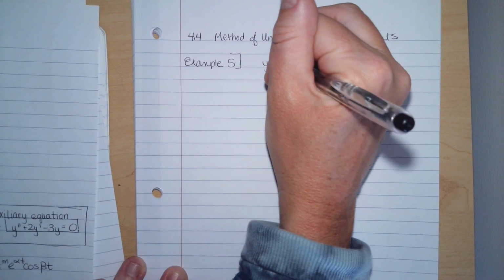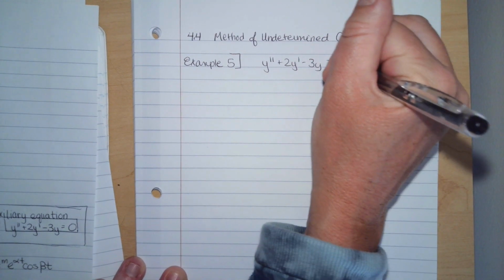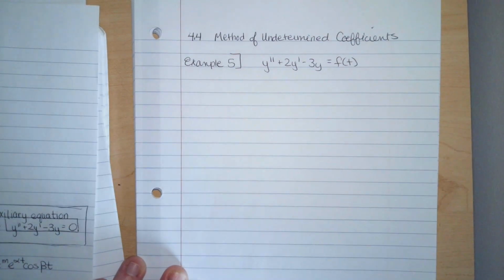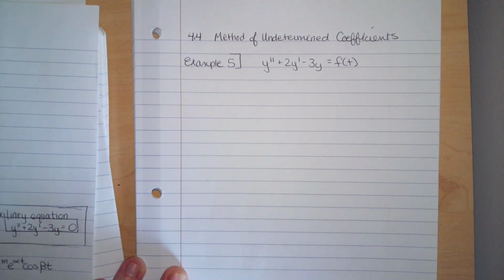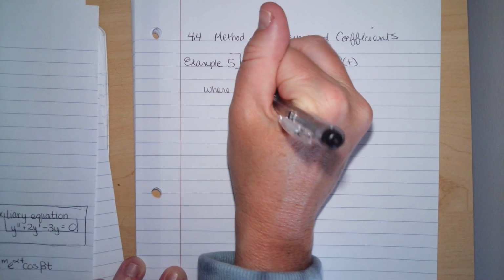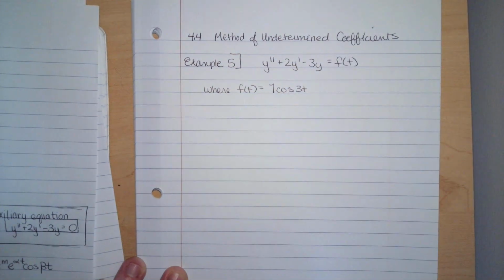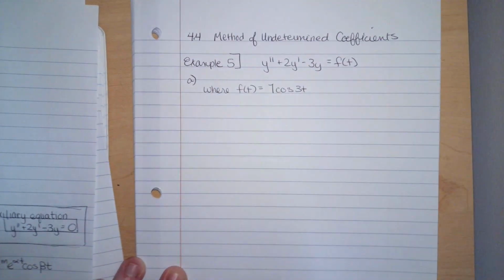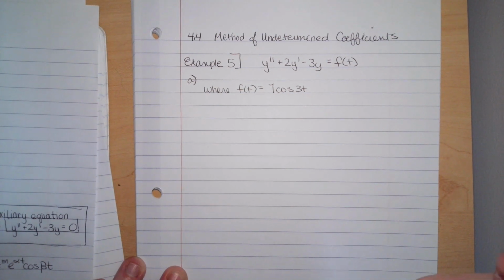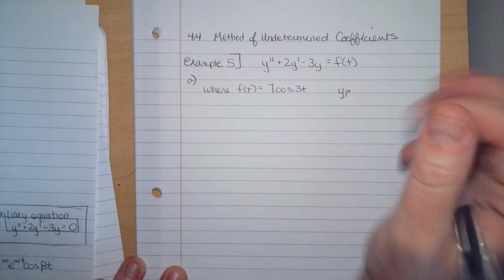And they have the answers, but they don't have the solutions for this. So I thought these might be some good ones for me to go over. They have this situation where f of t equals 7 cosine 3t. This is problem A, and we're tasked with finding the y of p. Okay?